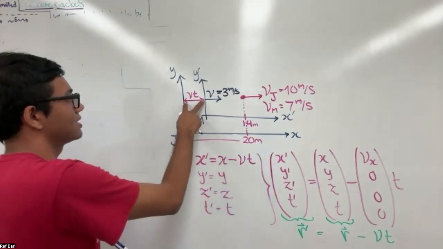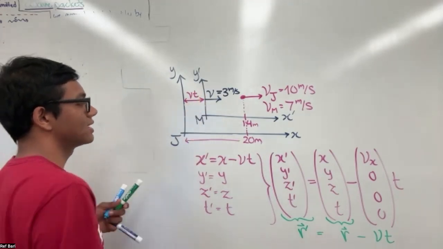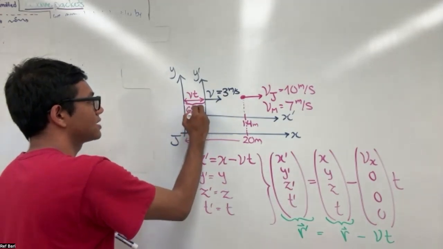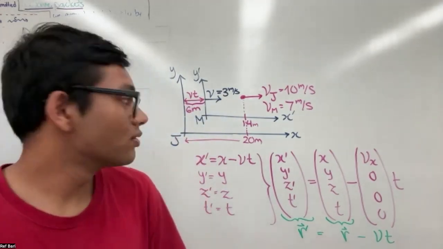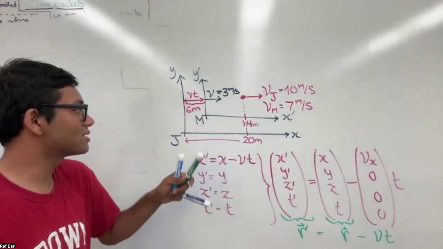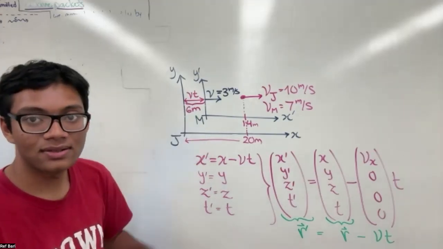And why? It's because Mo has already moved 6 meters in those 2 seconds. This is why Mo says the position is 14 meters and Joe says it's 20 meters: in those 2 seconds, Mo moved 6 meters.